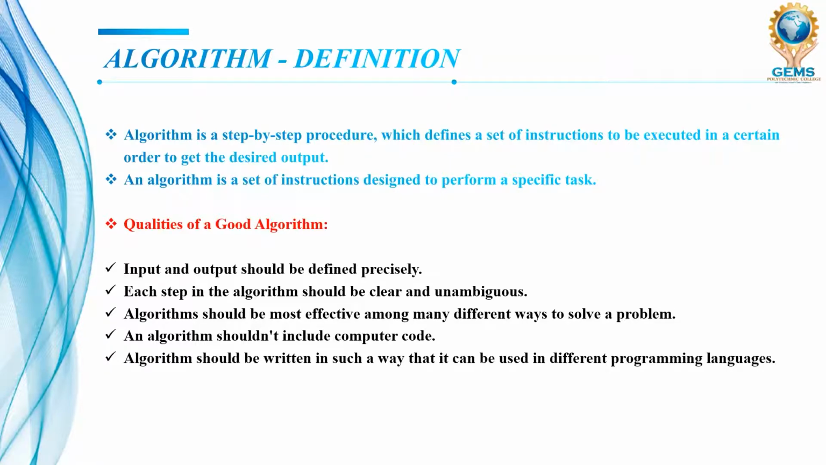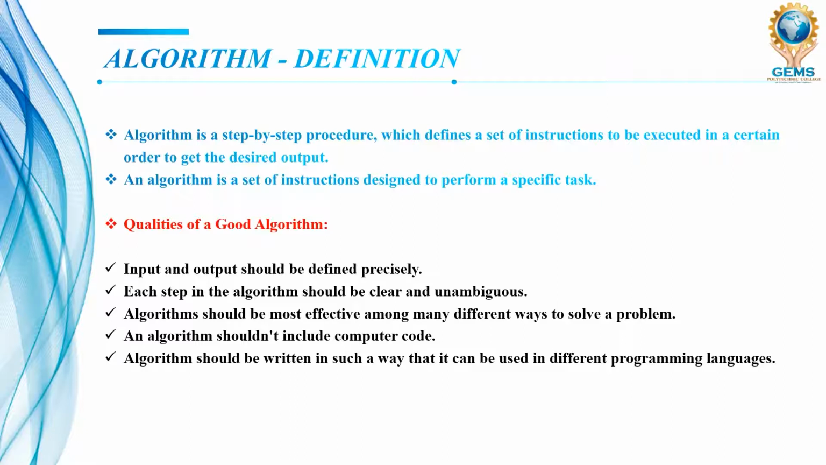Third point says that the algorithm must be effective among many different ways to solve a problem. So our algorithm should be effective in solving the problem in different ways. Fourth point says that the algorithm should not contain computer code. Sometimes we write syntax and some computer code while writing the algorithm of a problem. So that should not be done.